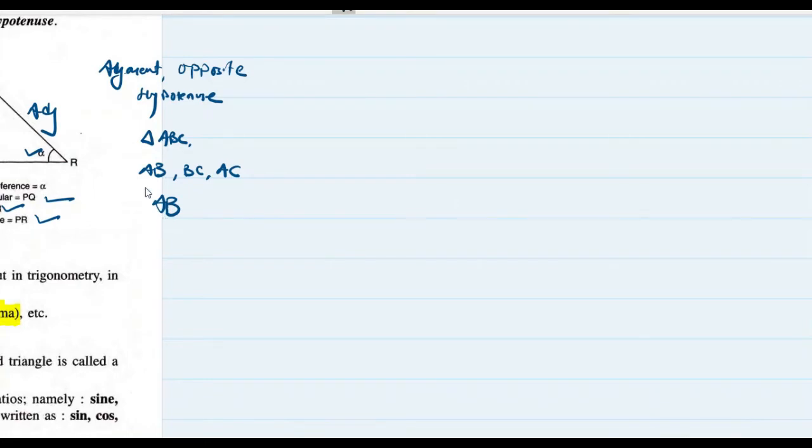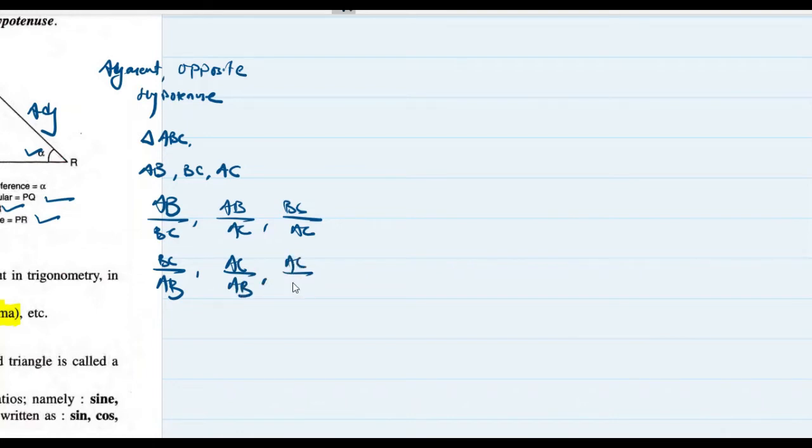The first ratio can be AB upon BC. The second ratio can be AB upon AC. The third ratio can be BC upon AC. The next ratio should be BC upon AB, the reciprocal of the first ratio. The fifth ratio should be AC upon AB, and the last ratio should be AC upon BC. This is how you can get 6 different combinations of ratios out of the three sides of a right angle triangle.